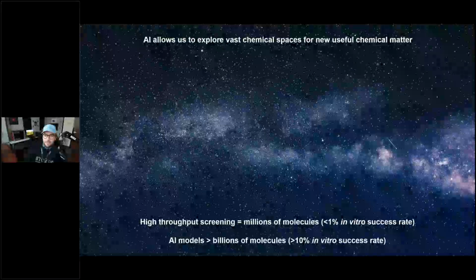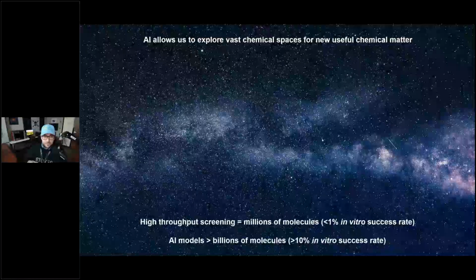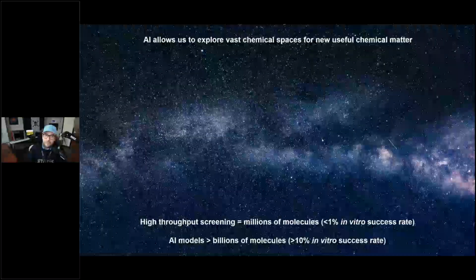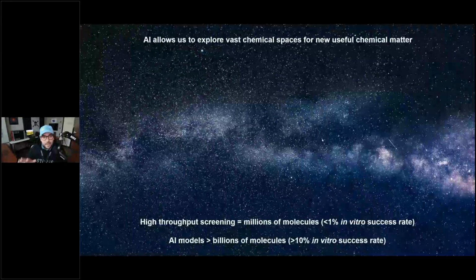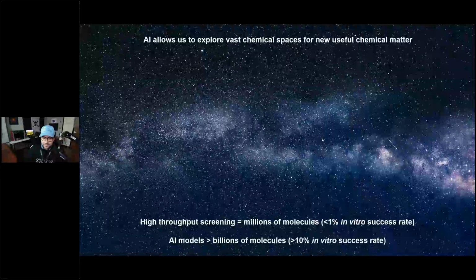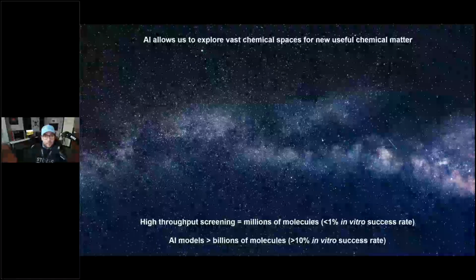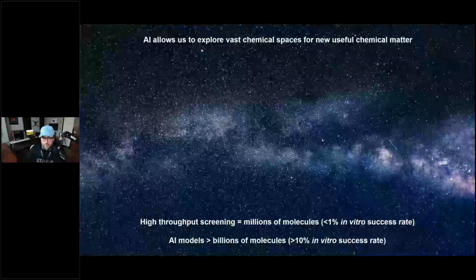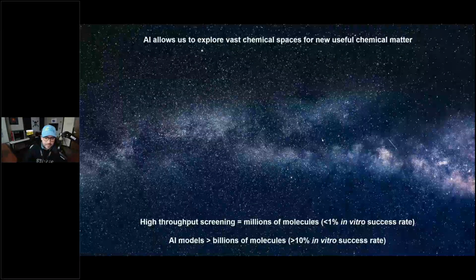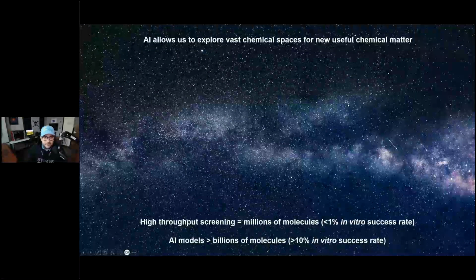So, to put this in perspective, right, AI allows us to explore vast chemical spaces for novel, useful potential antibiotics. In a high throughput screening setting in a laboratory, we can look at millions of molecules at the largest scale, millions. And typically we have a less than 1% in vitro success rate. However, if we have an appropriately trained AI model with high quality, biologically relevant training data, we can look at more than billions of molecules, and based on empirical success rates, we can see greater than 10% success rates if we're looking for structurally novel stuff relative to compounds that we've seen in training.